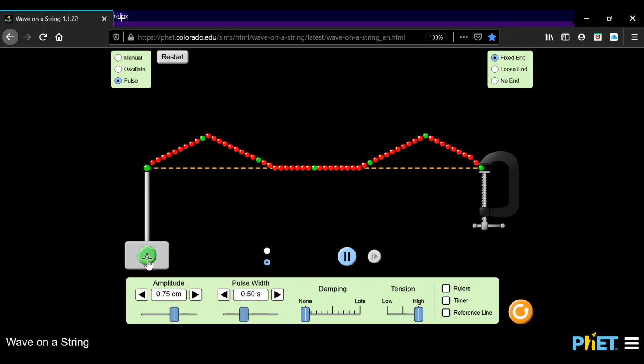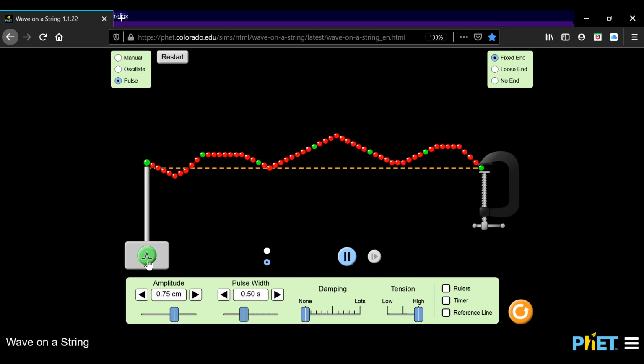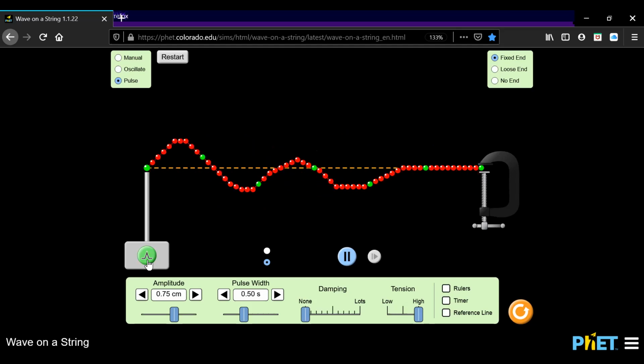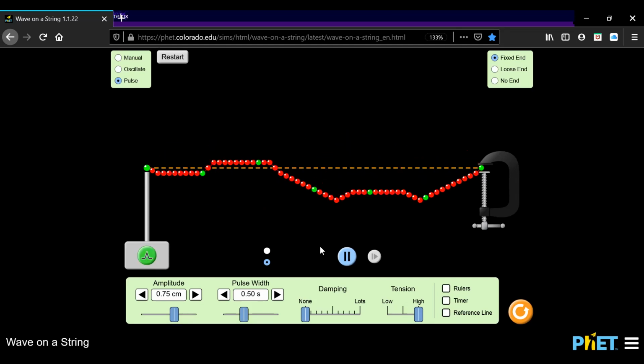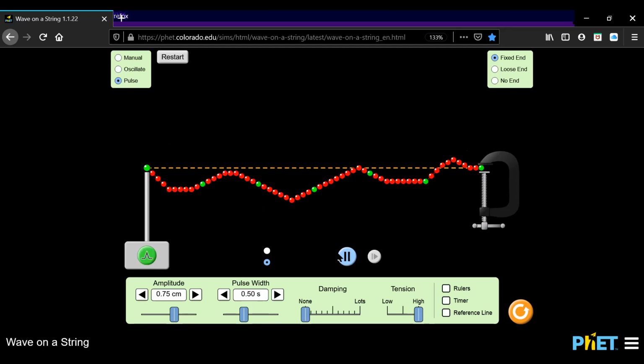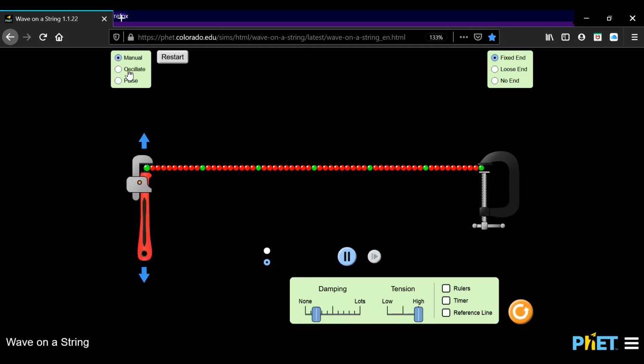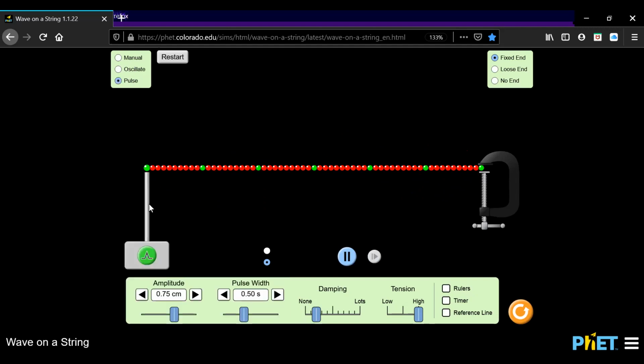Now, of course, what are you going to do? You're just going to add a bunch of pulses and see what happens. This is a jumbled mess, but it's just 3 or 4 of those pulses added together. Certainly interesting, but let's reset. If I reset, it goes back to manual, so I need to switch back to the pulse. So let's go back to this pulse here.